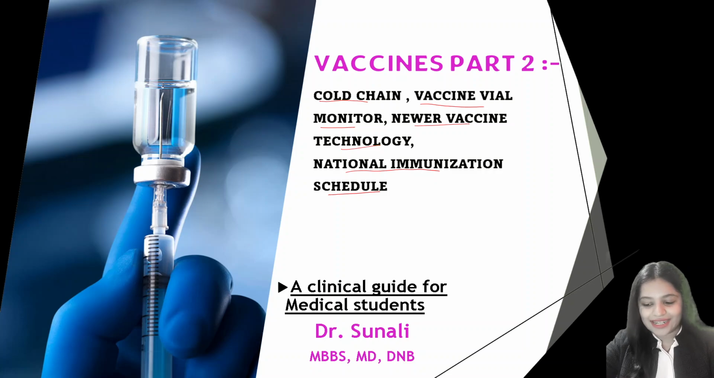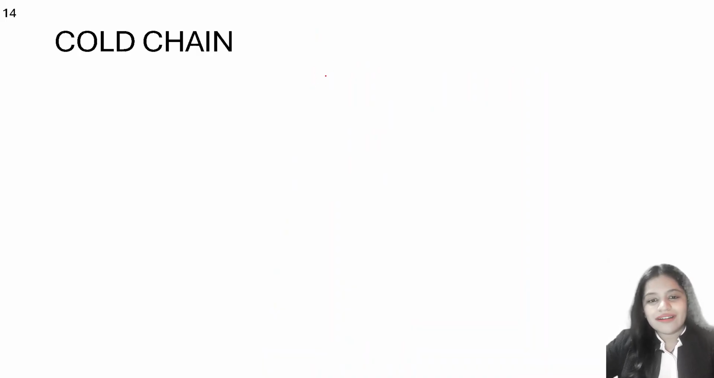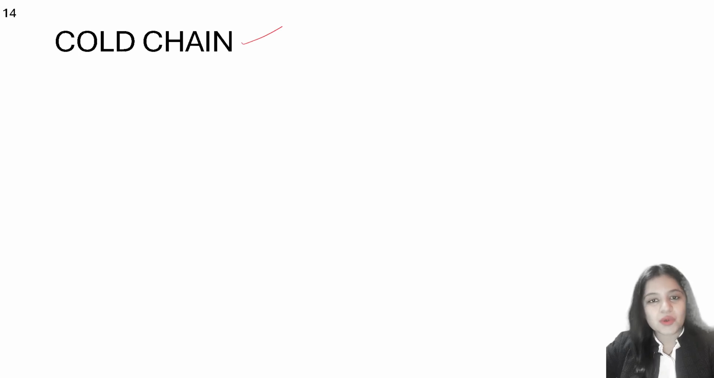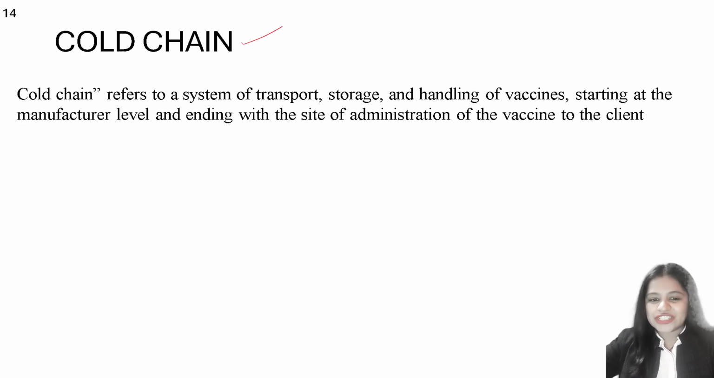Okay, let's start. Now we all love eating ice cream, right? Everyone loves ice cream. Now, what happens when the temperature of this ice cream is not maintained? It gets ruined. So do our vaccines. That's why, to maintain the temperature of the vaccine, what do we require? We require cold chain. Okay. So cold chain refers to a system of transport, storage and handling of vaccines starting at the manufacturer level and ending with the site of administration of the vaccine to the client.